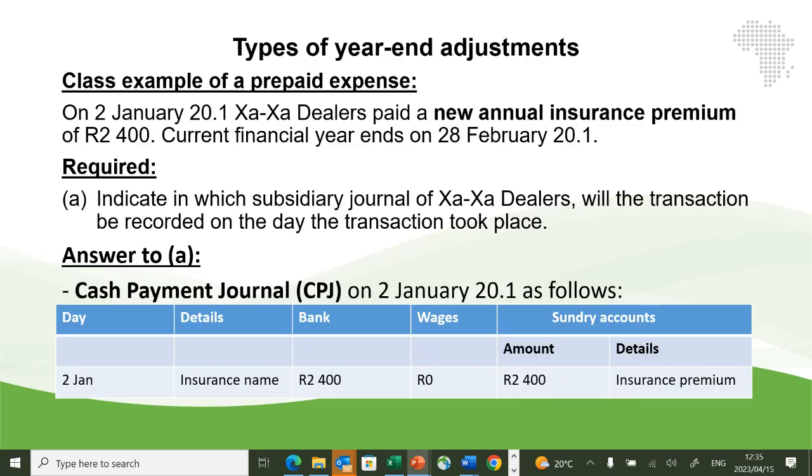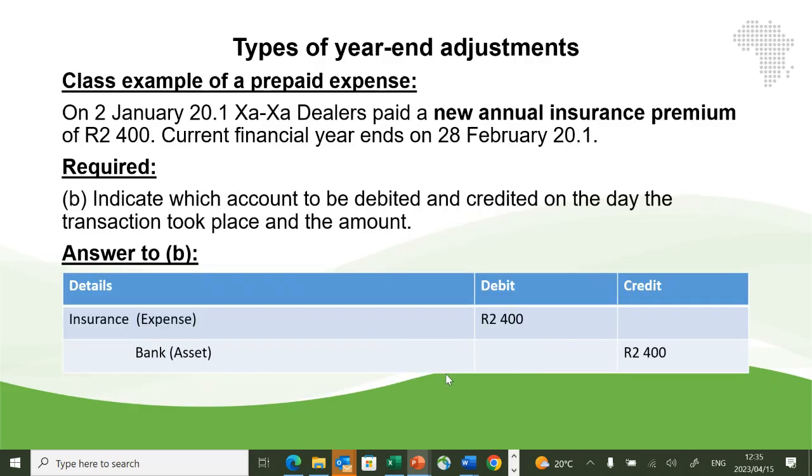Remember that on our previous lesson, you saw what a cash payment journal looks like. There is a bank column, because here we've paid, so bank will be affected. That's why we have a bank column here of 2,400. Then under the sundry account, we record that 2,400 and write it for the insurance premium. So A has been answered: the subsidiary journal in which Bakla Dealers will record the transaction on the day it took place is the CPJ, and we recorded 2,400.